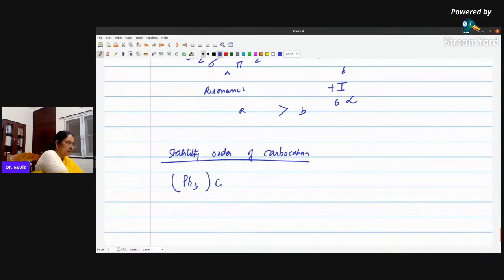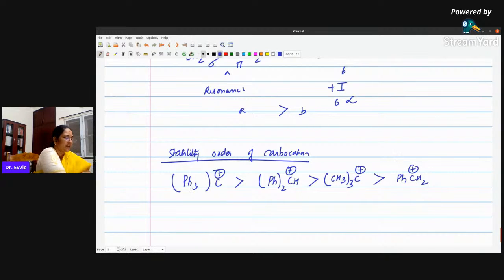If you find this one, this will be more stable. Then you have PhCH2+, then you have... here I will not write Ph and CH2. Here it will be CH3 C+. So please see this, then it will be PhCH2. So what you have to remember is, don't write Ph. So here there is a difference. See here, these two.